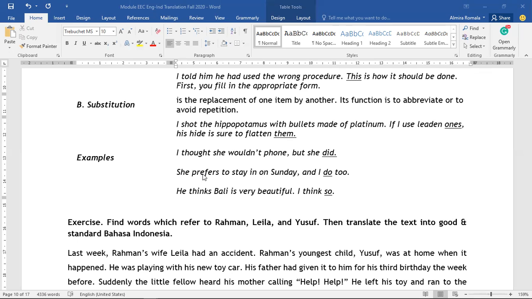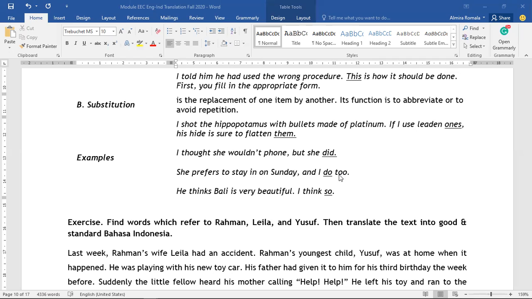The next example: "She prefers to stay in on Sunday and I do too." The verb "do" here is a substitution of the verb "prefer to stay in," right? It means that I also prefer to stay in on Sunday, as we have similar ideas. Therefore, we could use substitution to make it shorter and to make it less boring.